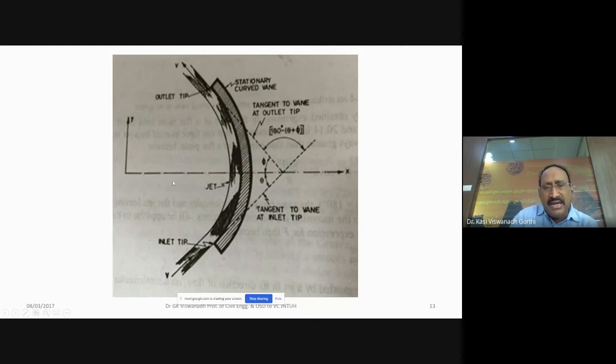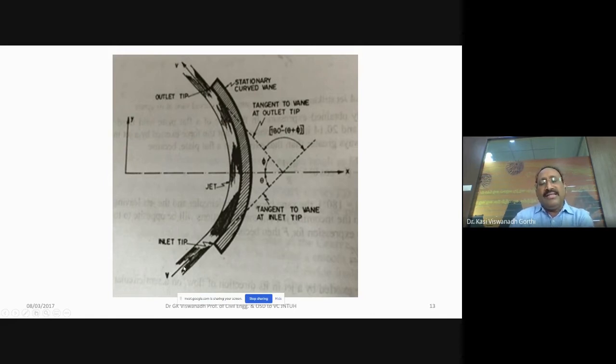So what is the original direction? With respect to the axis of the vane, this incoming liquid jet has an inclination of theta. Then, since the vane is unsymmetrical here, if you draw the tangent at the outlet tip, you have an inclination of phi. Theta and phi are both different because you have an unsymmetrical curved vane. So in this case, what is the angle of deflection of the jet? Theta is the inclination of the incoming liquid jet with respect to the axis of the vane, and phi is the inclination with respect to the axis of the vane for the outgoing or leaving liquid jet.